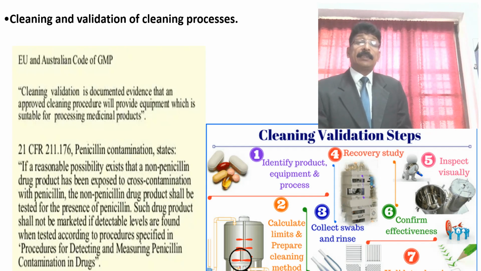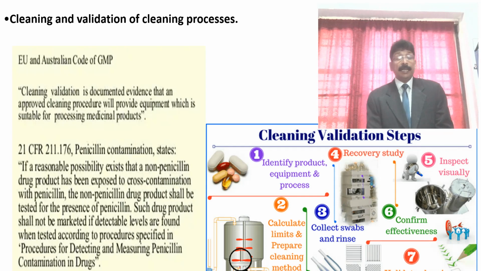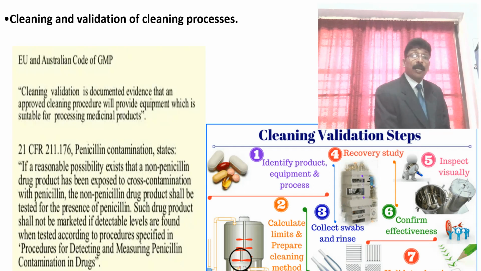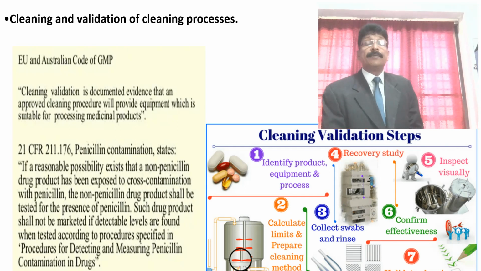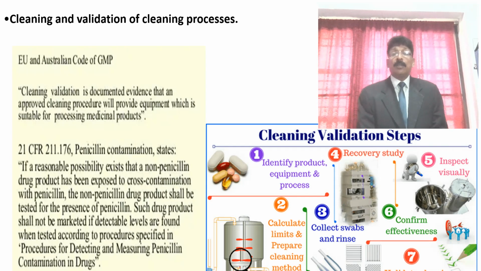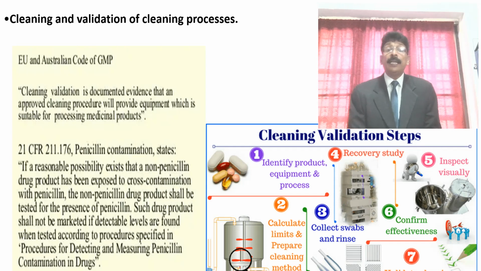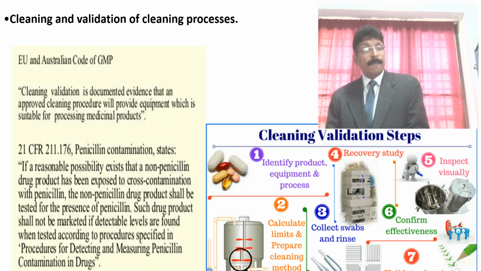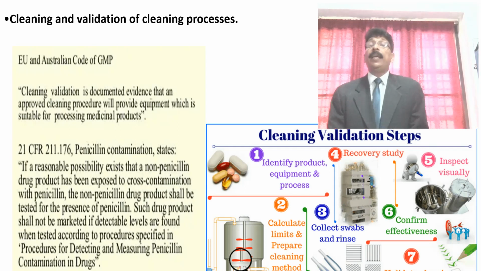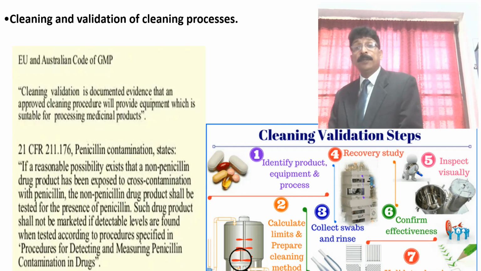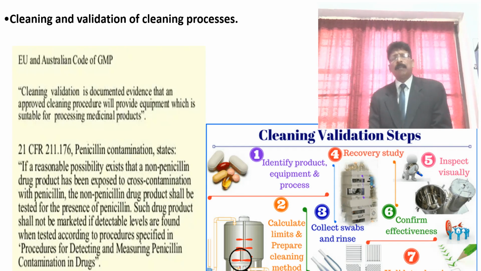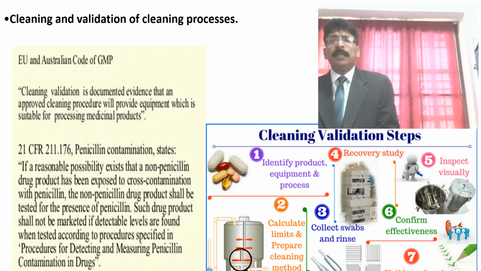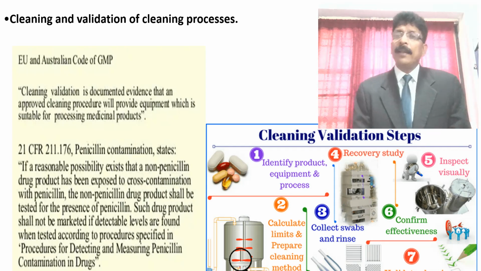Penicillin contamination: they have given one order that if a reasonable possibility exists that a non-penicillin drug product has been exposed to cross-contamination with penicillin, the non-penicillin product shall be tested for the presence of penicillin. Such a drug product should not be marketed if detectable levels are found when tested according to the procedure specified in the GMP code of the Australian code, the procedure for detecting and measuring penicillin contamination in drugs. This is a simple example. If contaminated, they have given lots of procedures and lots of things which have to be determined, and only then can the product be sold in the market.